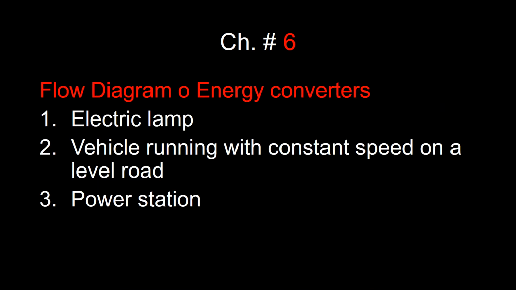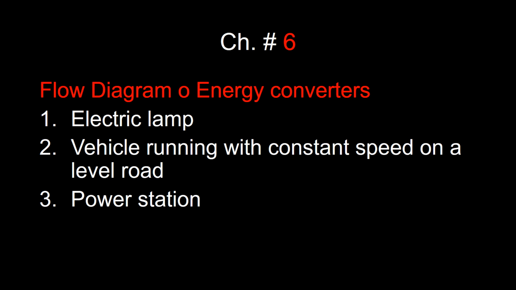Next is the flow diagram for energy converters. Students, I have given 3 energy converters. These are also called transducers, which convert energy from one form to another. First one is the electric lamp. Second is the vehicle running with constant speed on a level road. Constant speed means there is no increase in the kinetic energy of the car. The speed is fixed, so there is no increase in speed, so no increase in the kinetic energy as well. And the last is the power station.